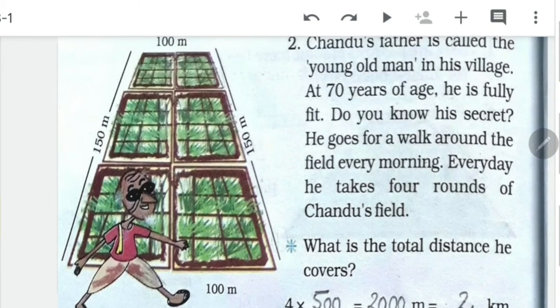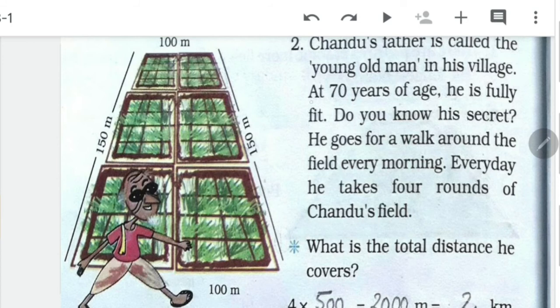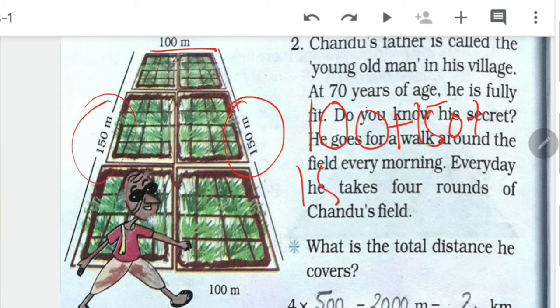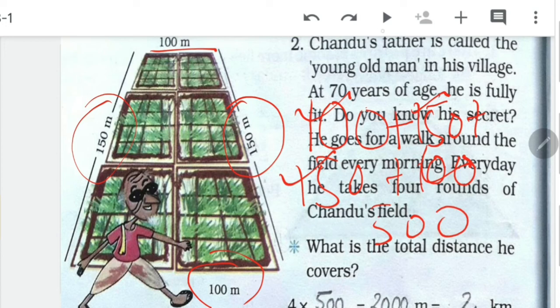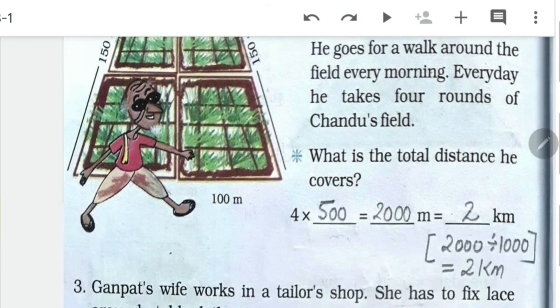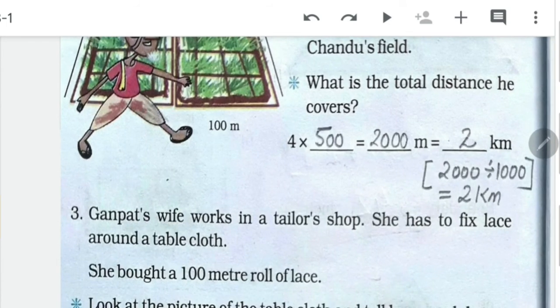Now you can see here the sum of 100 with 150 with another 150 and with the last 100 is 100, 200, 350 and then 500. So the length of boundary of this field is 500 meters. Now we all know that Chandu's father goes 4 rounds every day. So we have to multiply 500 meters with 4 and we get 2000 meter.